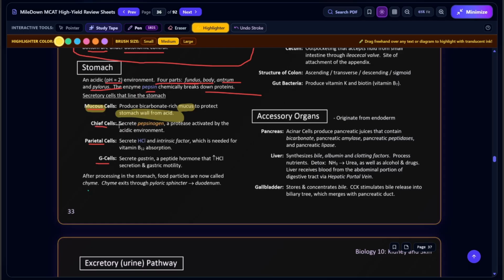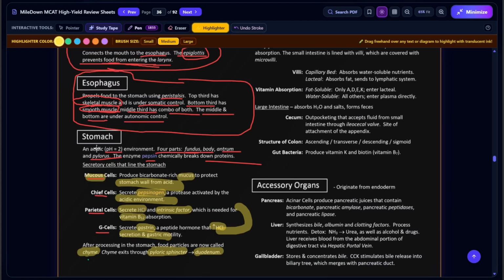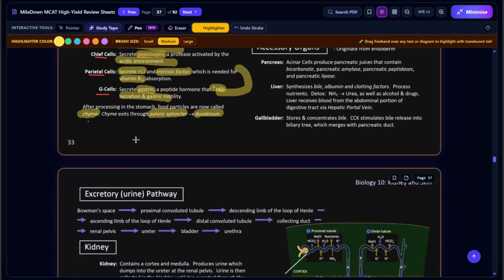Chief cells secrete pepsinogen, a protein activated by the acidic environment. Parietal cells secrete HCl and intrinsic factor, which is needed for vitamin B12 absorption. G cells secrete gastrin, a peptide hormone that increases HCl. So these two are kind of working together. After processing in the stomach, food particles are now called chyme, and chyme exits through the pyloric sphincter into the duodenum. So knowing what food is called afterward is important too.